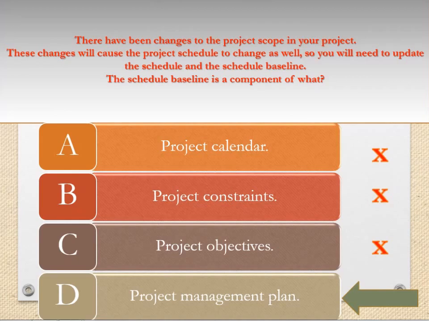The project calendar defines when the project will take place. Answered option B is incorrect. Project constraints are restrictions imposed on the project, such as time, cost, and scope.